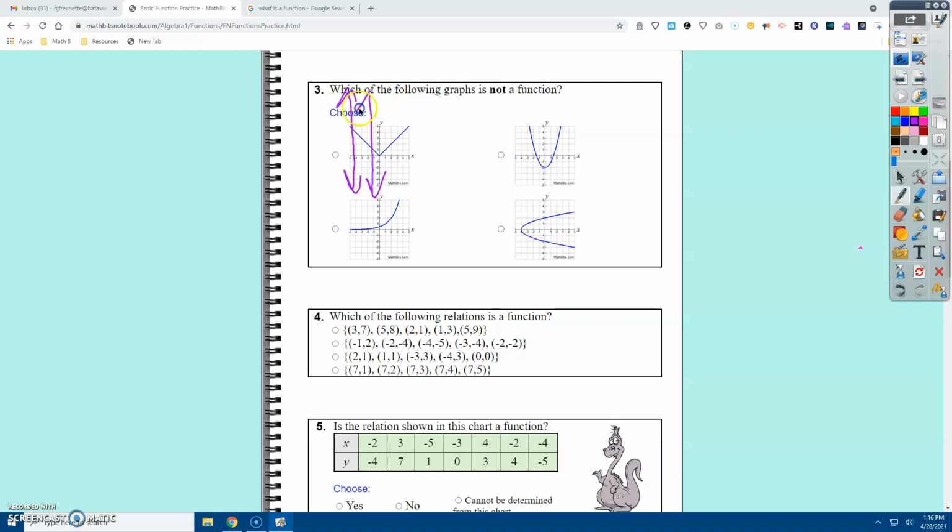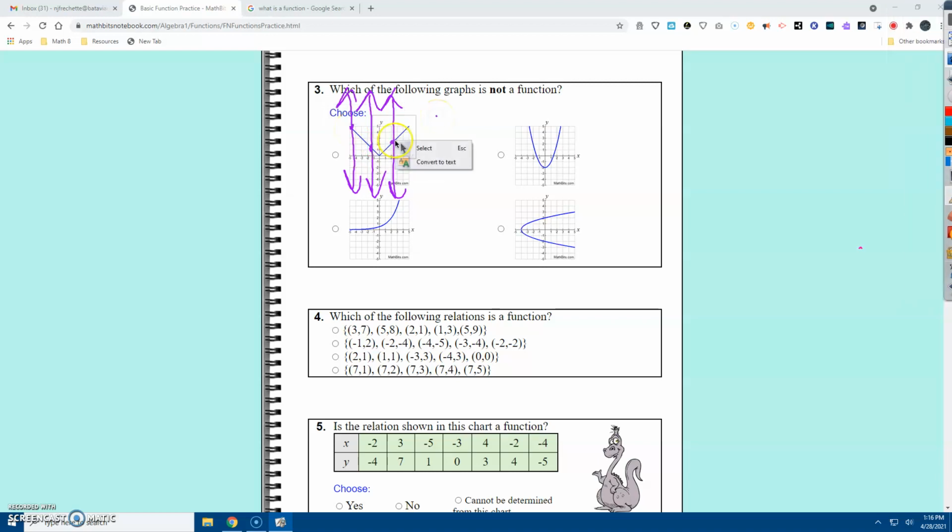Does this pass our vertical line test? In other words, does it only intersect the line once? And I did that again. So it's only intersecting once. This is a function. So that's going to be f.